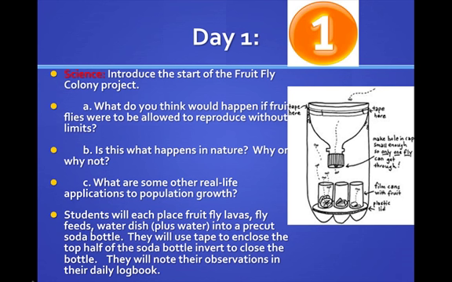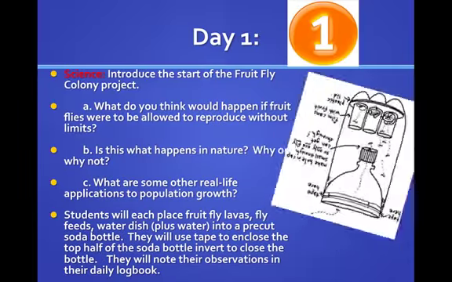And students, after the discussion, will start making their fruit fly bottles. We're going to have them break into groups of 3 or 4. In each team's bottle, they will place the fruit fly larvae, fruit fly feed, and a water dish, so they will all be contained inside this bottle here. And then I'm going to ask them to use tape to enclose the top half of the soda bottle like this. And so it will work like a closed ecosystem. They will note all their observations in their daily logbook.